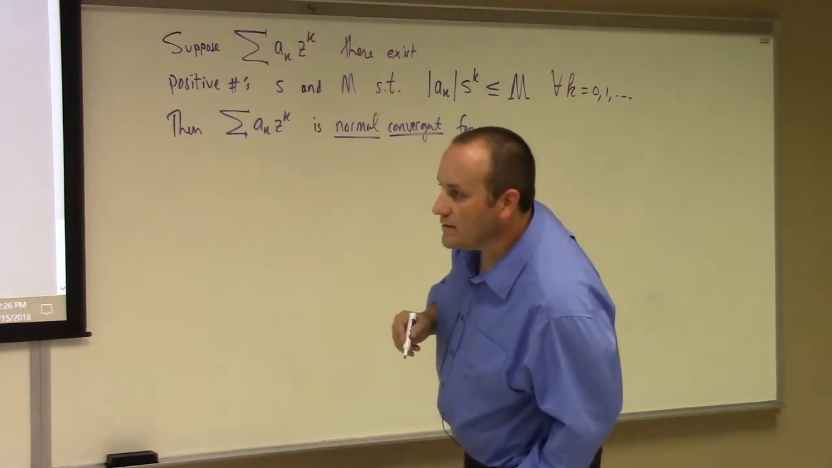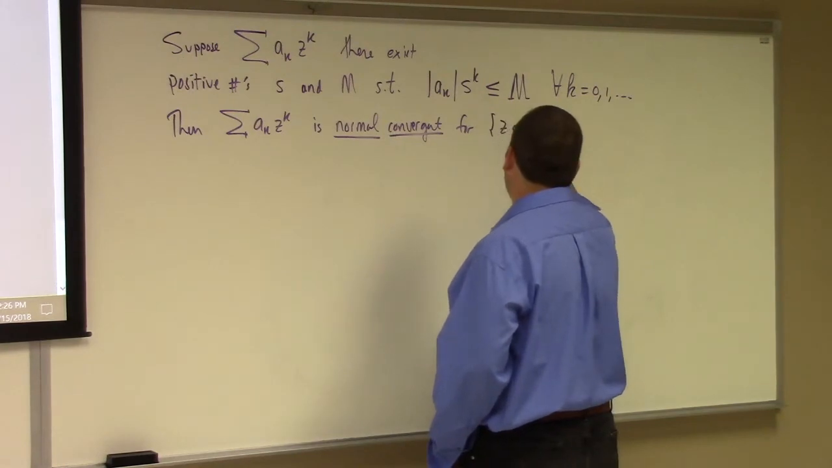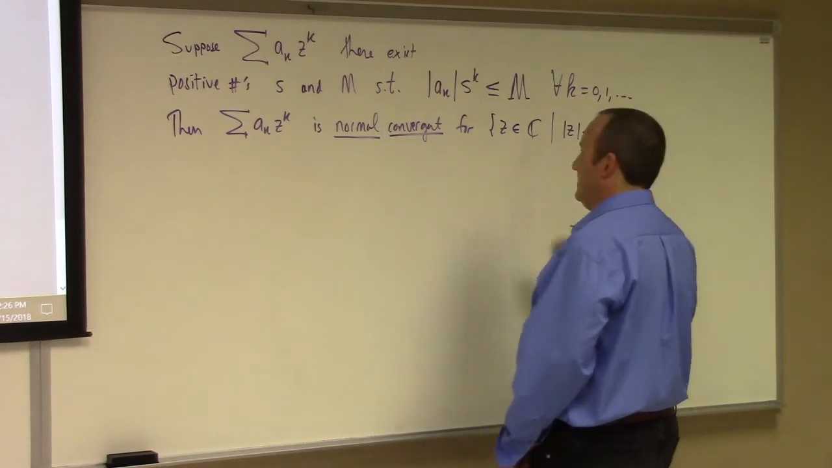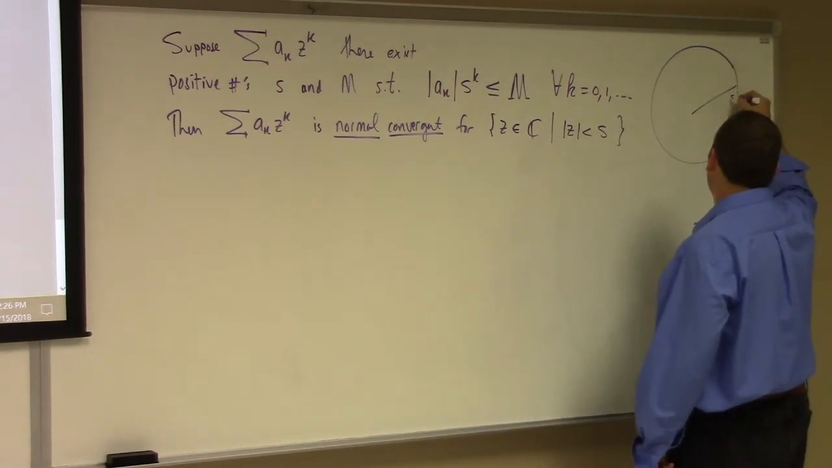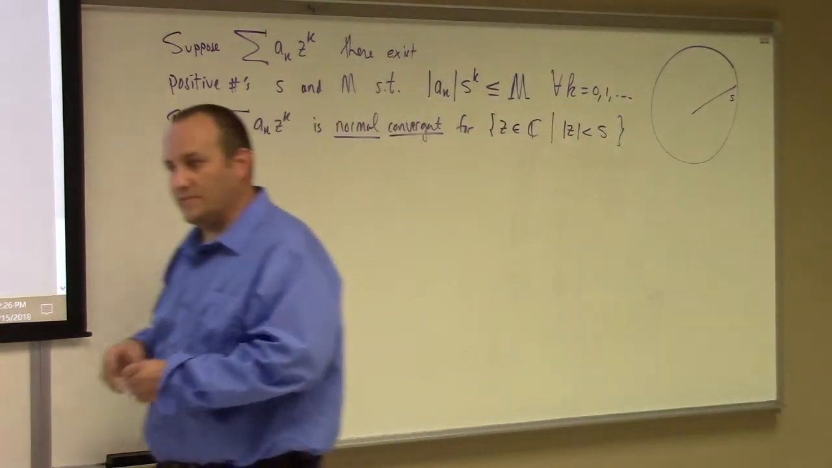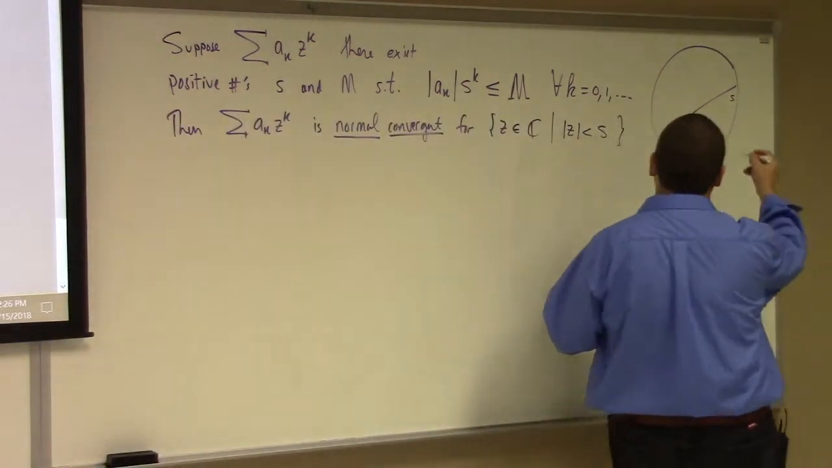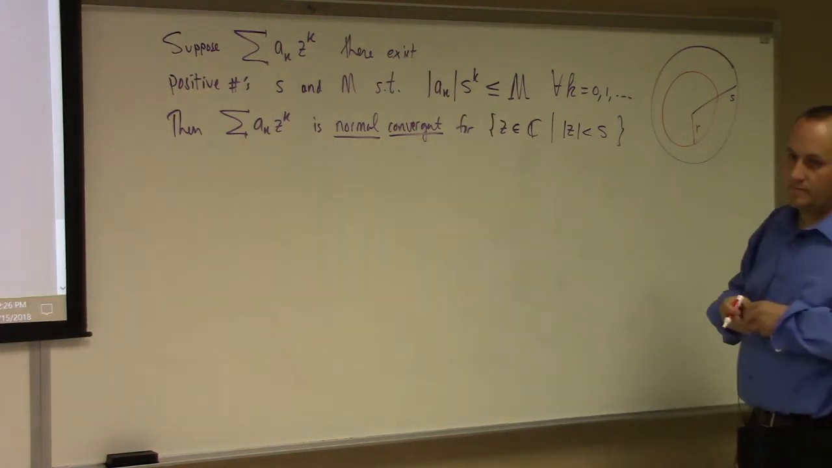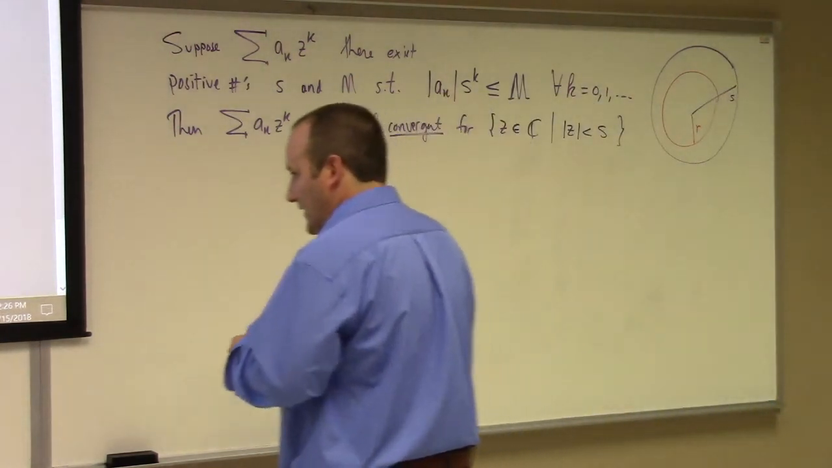for what? For the disk of radius s, so z in C such that modulus of z is less than s. So just to draw a picture again, what this is saying is that we've got this disk of radius s, and we've got normal convergence, uniform convergence of the series of functions on any closed subdisk. All right? So, like this one. This is Abel's convergence lemma. So let's look at the proof of that.